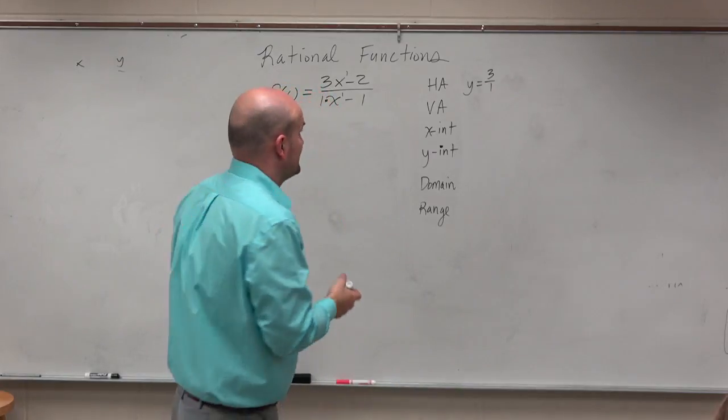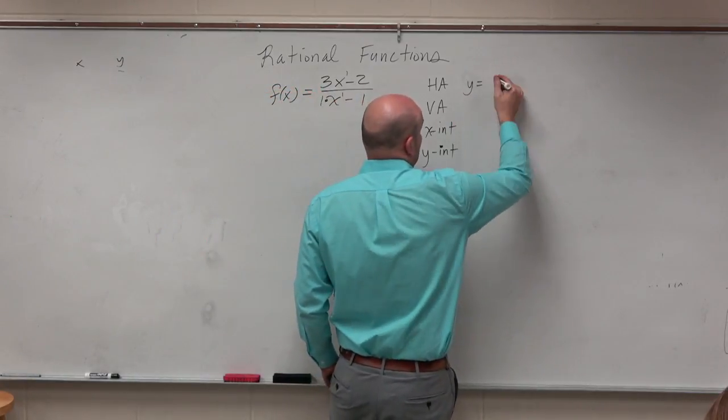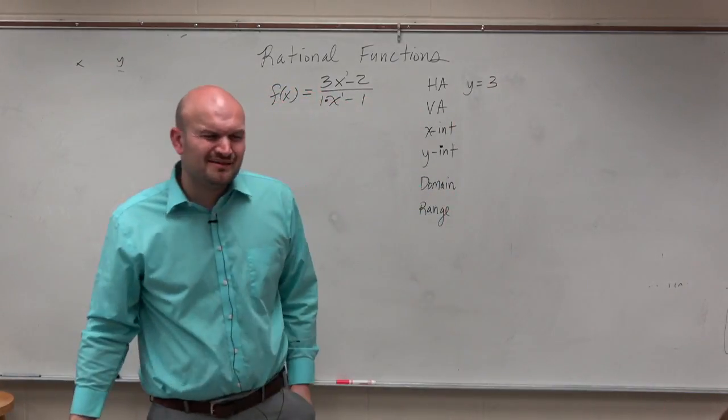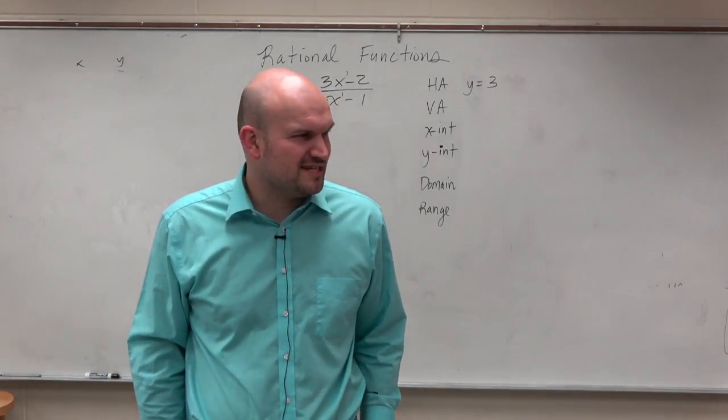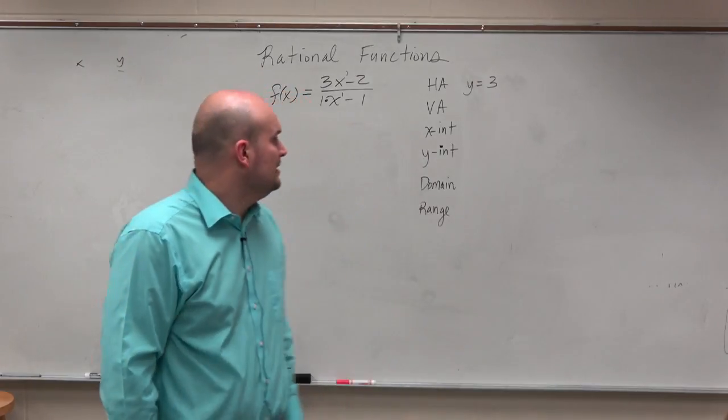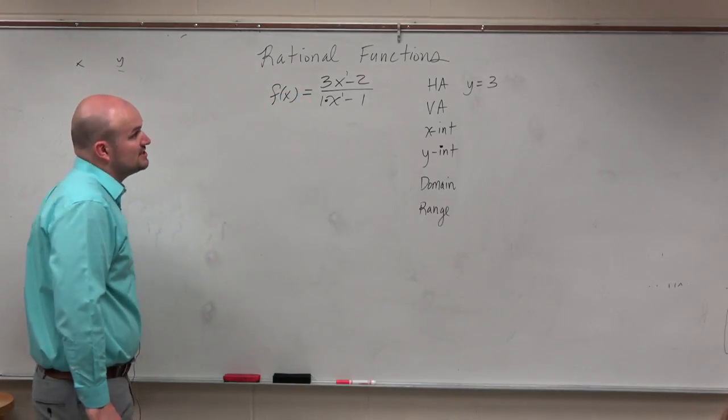Yeah, it's just going to be 3. That's right. So y equals 3. But for right now, let's just focus down on that, and then maybe we'll look at this graph and see if we can sketch the graph and verify that, right? Vertical asymptote is when the function is undefined.